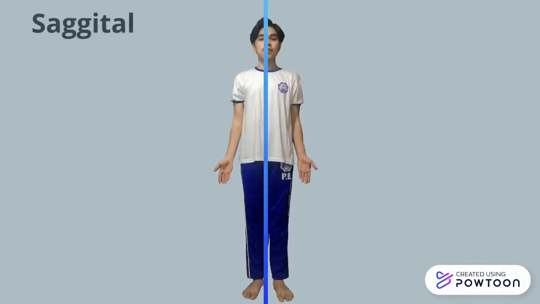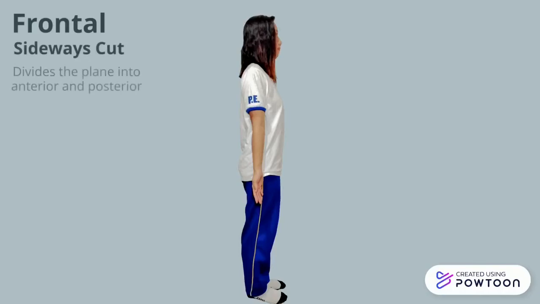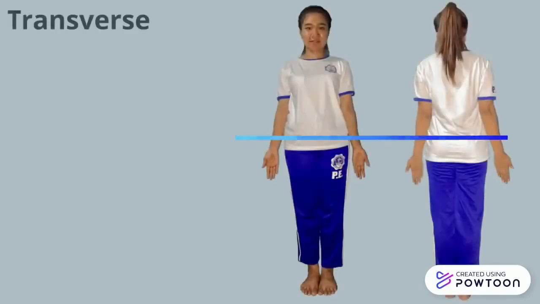Sagittal plane. Lengthwise cut. A vertical cut that divides the body into left and right portions. If the cut is through the midline, it is called mid-sagittal plane. Another one is frontal, or sideways cut. It divides the body into anterior and posterior portions. Transverse. This is a horizontal cut that divides the body into superior and inferior portions.